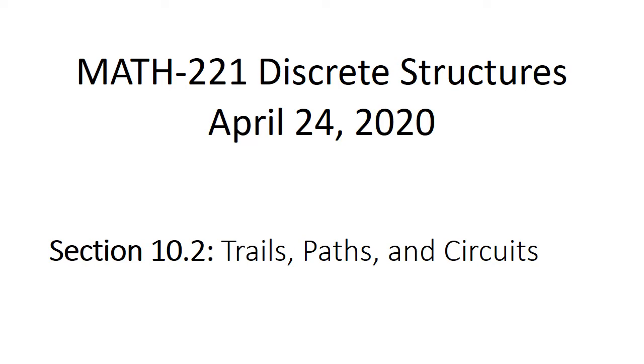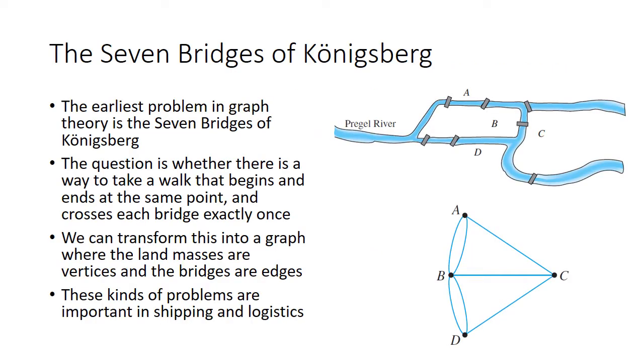Today we're going to talk about section 10.2, which is trails, paths, and circuits. Okay, so to start off this lesson, we're going to look at a motivating example, the earliest problem in graph theory, which is the 7 bridges of Königsberg.